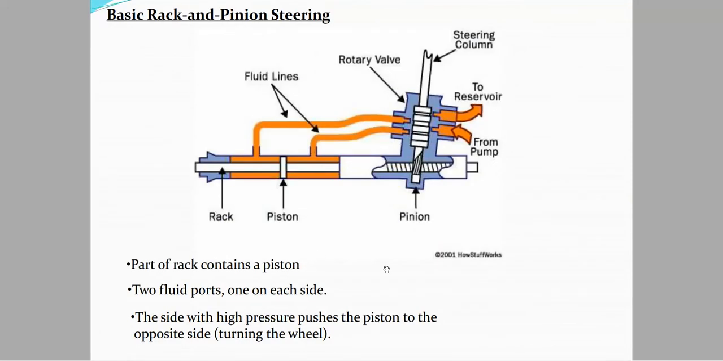Rack and pinion steering for the hydraulic system. The rack part contains a piston with two fluid ports, one on each side. The side with higher pressure pushes the piston to the opposite side while turning.